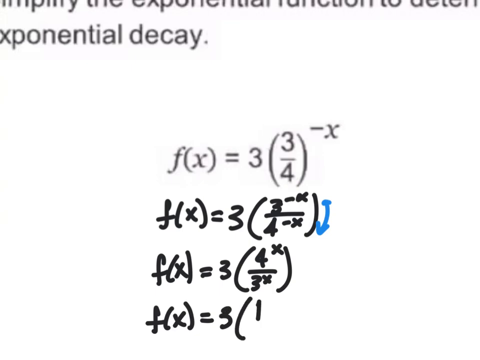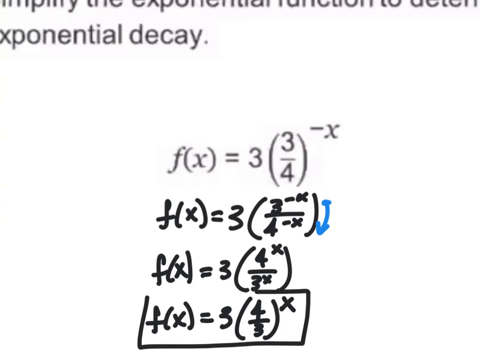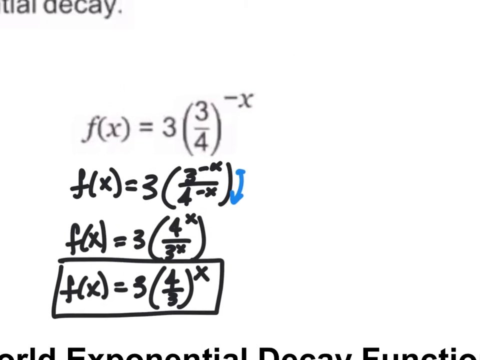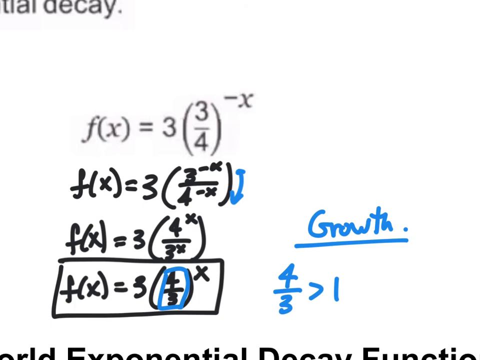So I get 3 times (4/3) to the x power, okay? And I've rewritten this with a positive exponent. So then what I know is that my base, 4/3, is larger than 1. This means that we have a growth function, exponential growth, because my base is larger than 1. It can be a fraction. 4/3 is a fraction, but that value of the number is larger than 1. Okay, so we have a growth.